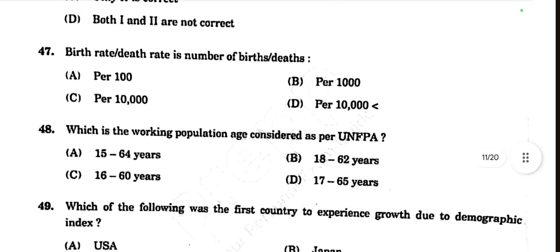Then question number 47, birth rate or death rate is a number of births or deaths of how many persons? Per 100, per 1000? Yes, per 1000. Birth or death rate means from 1000 persons, how many births or deaths? That is called birth or death rate. So option B is the right choice here.